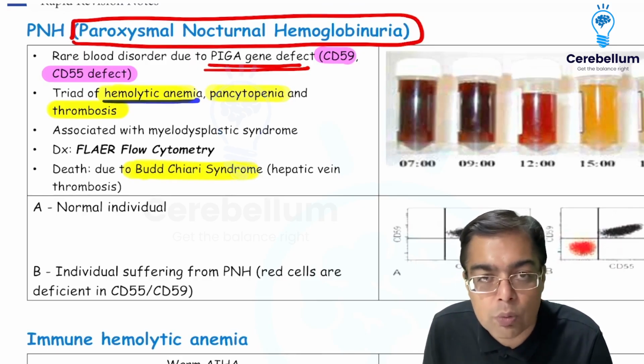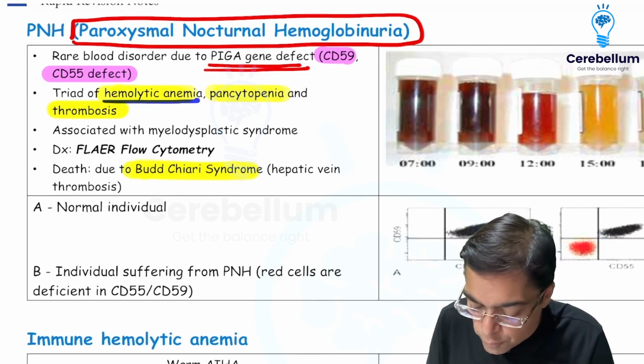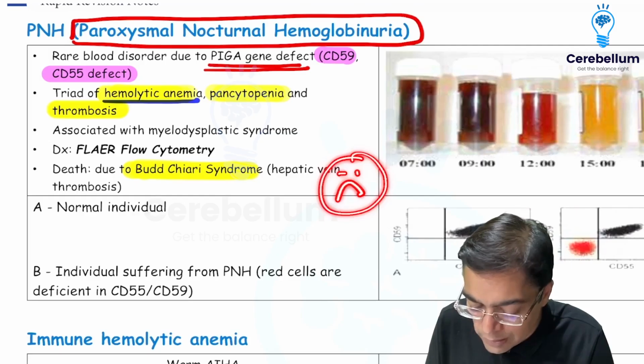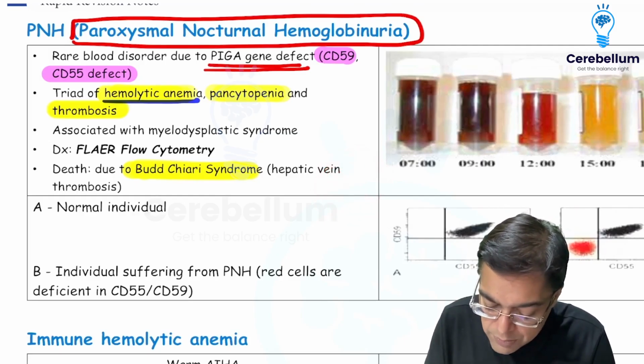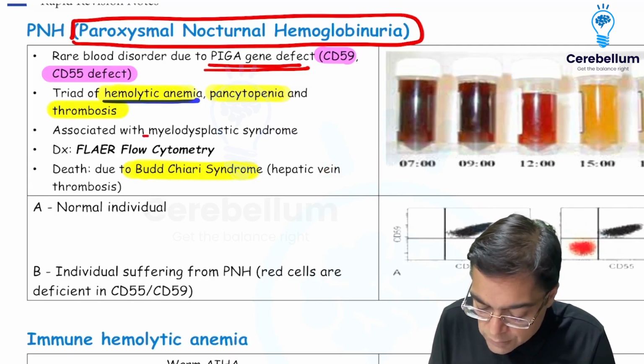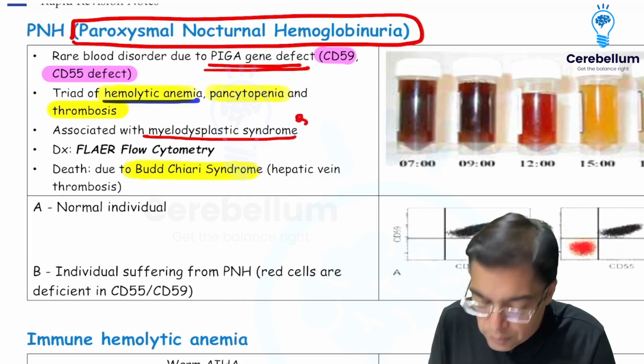Why is Budd-Chiari syndrome a complication which is bad news for a patient? Because this can precipitate mortality in the patients. Now, whenever we are talking about a patient who's going to be having PNH, it has been shown to have an association with a condition like myelodysplastic syndrome.